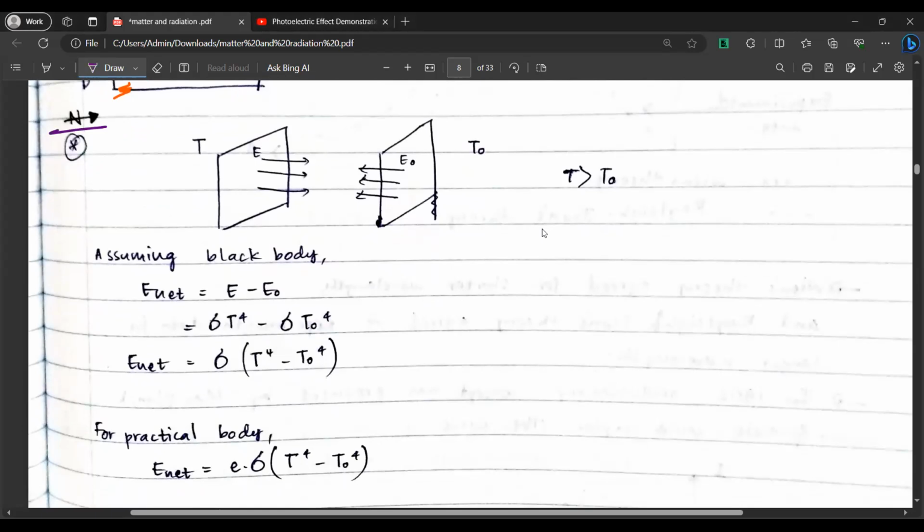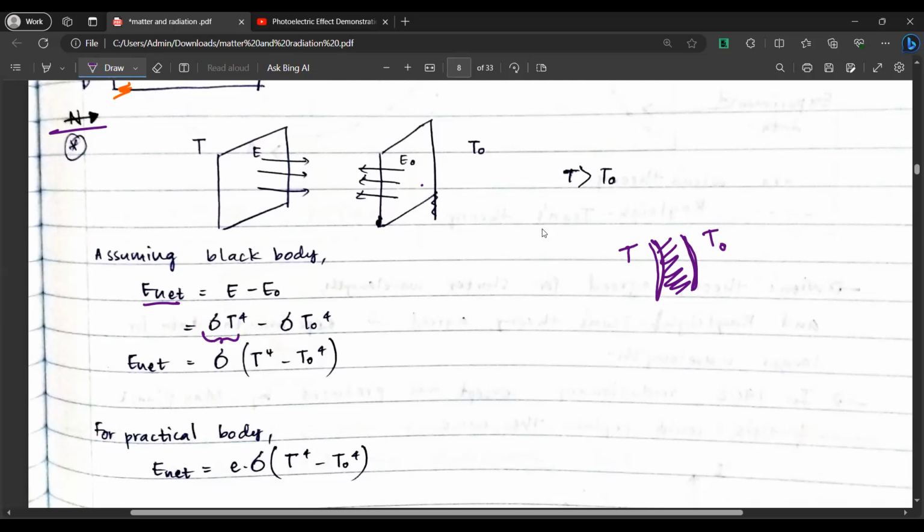Let's find the net emission from this surface. We have an object with a thick wall. Let's say the inner wall is going to have a different temperature and the outer wall is going to have a different temperature. So both of them are going to have different emissions. Now the inner wall has temperature T, therefore its rate of emission is sigma T to the power 4. And this surface is also going to emit in the opposite direction, or in any direction.